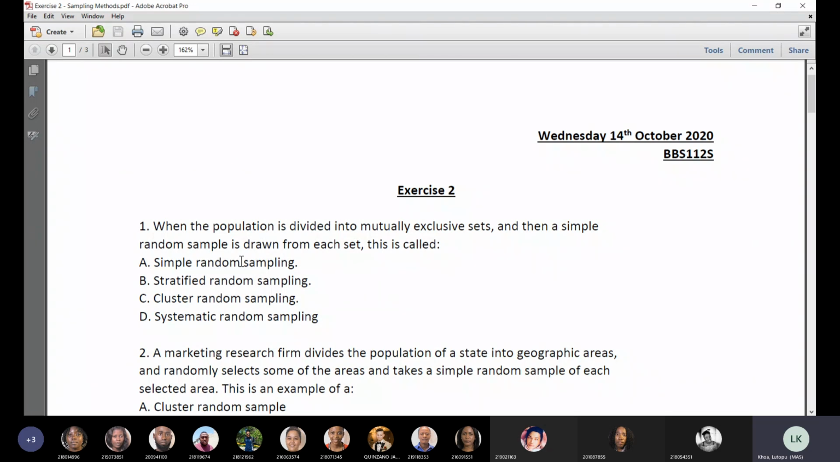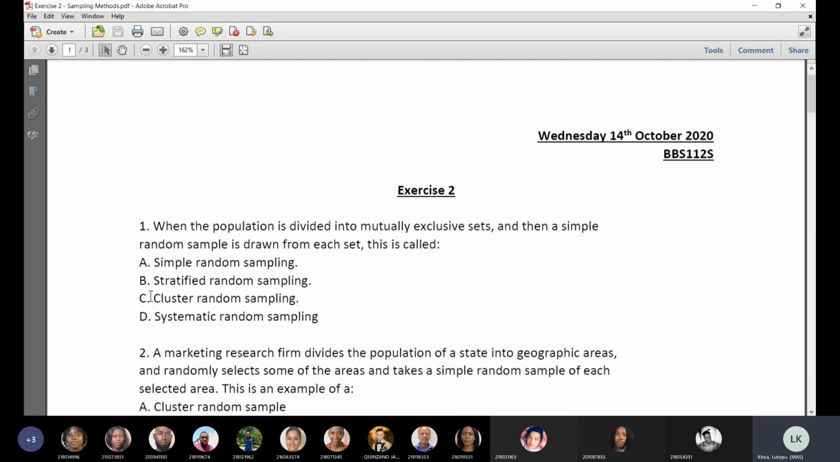Now, systematic means you are following a system. So you have 100 people, you want 10 people in your sample. You can say 100 divided by 10 is 10. Then you pick a random person between number 1 and number 10, let's say number 2, and then next you'll pick number 12, then 22, 32, and so on. So what I'm doing to the first person I picked is I add 10, which is the 100 divided by 10.